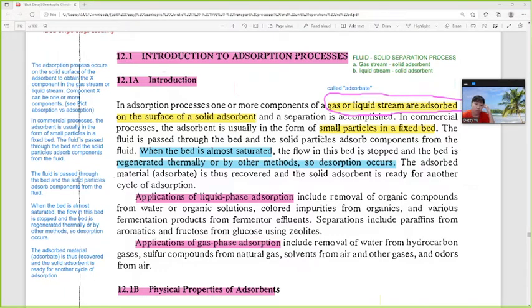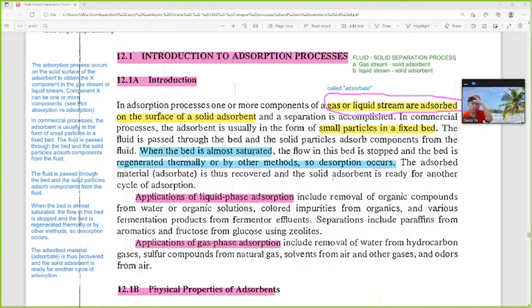Okay, from this sentence we know about the adsorbed material. The adsorbed material is thus recovered and the solid adsorbent is ready for another cycle of adsorption, like the cycle. So the gas or liquid stream component we call the adsorbate, and the solid particle we call the adsorbent.